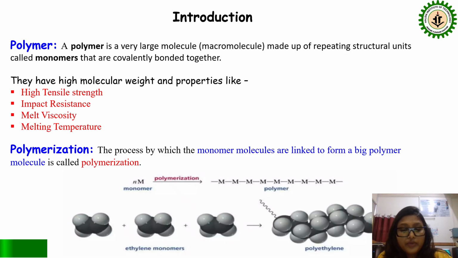Now coming to our topic, that is polymerization. It is a process by which monomer molecules are linked to form a big polymer molecule, which is called polymerization. As an example to understand, on the left side, this is the monomer of ethylene, which forms a structural repeating unit like the one given below, which will eventually form a polymer that will be called polythene.